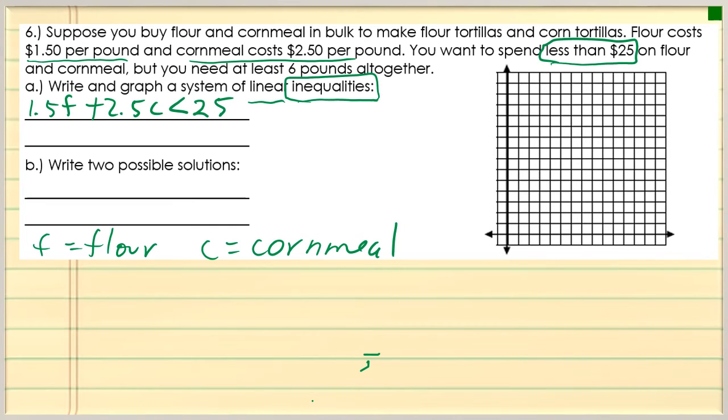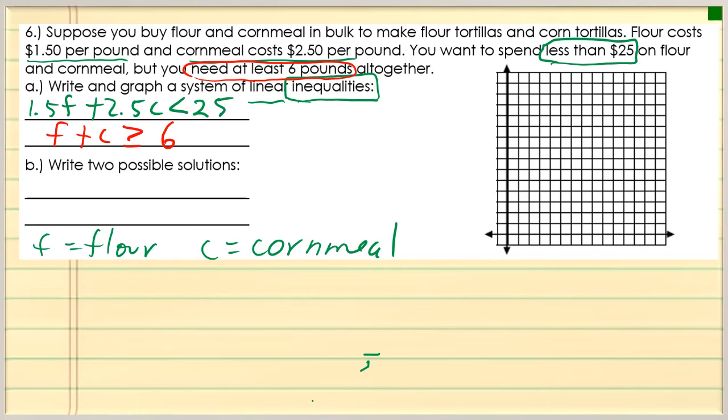Now, one of the things about word problems is that you often have money, and the other thing you often have is a total number of things. I need a total number of 6 pounds, or at least 6 pounds in this case. So the most common equation from word problems is this total. In this case, F plus C, that's my total number of things, bags of flour and bags of cornmeal. It would equal 6 if I wanted exactly 6, but I need at least 6. So is 6 okay? 6 is okay, but more is okay also. So I'm going to have F plus C is greater than or equal to 6.